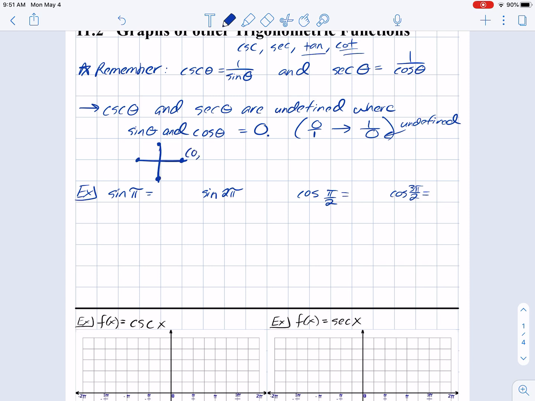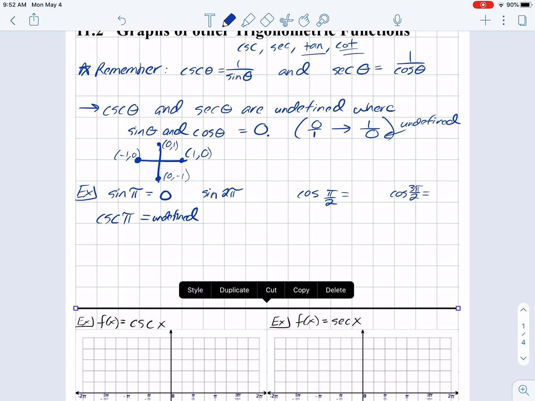Remember, with a radius of 1, at 0 degrees or 0 pi radians, our point would be 1, 0; 90 would be 0, 1; negative 1, 0 for 180; and then 0, negative 1 for 270, or 3 pi over 2. So with that being said, the sine of pi, remember pi radians is 180 degrees, would be 0, right? The y-coordinate over here at negative 1, 0 is 0. Therefore, the cosecant of pi would be undefined because of what we stated up above, right?